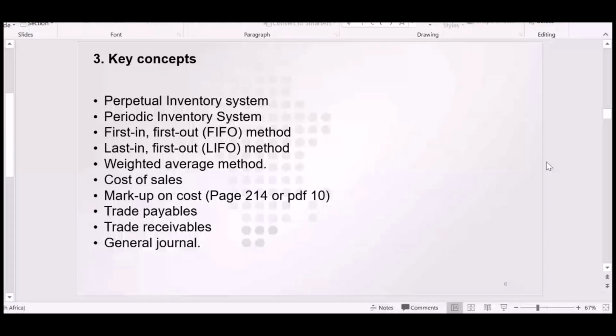Okay. Puselo, what is your understanding of the three items? Good morning. The first in, first out method is where we take the last inventory and sell it first. And then the LIFO is where we take the newest inventory and sell it first. And then the weighted average method is where we take the total number of goods and divide by their quantity or unit.